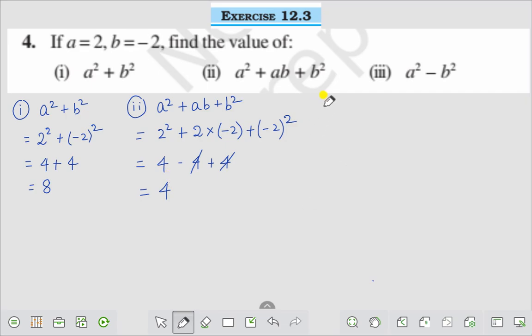Now question number 3 is a square minus b square. The value of a is 2, that is 2 square, minus the value of b is minus 2 square. You are getting 2 to the 4 minus, minus 2 into minus 2 is plus 4, so it is 4 minus 4. You are getting the value as 0, right?